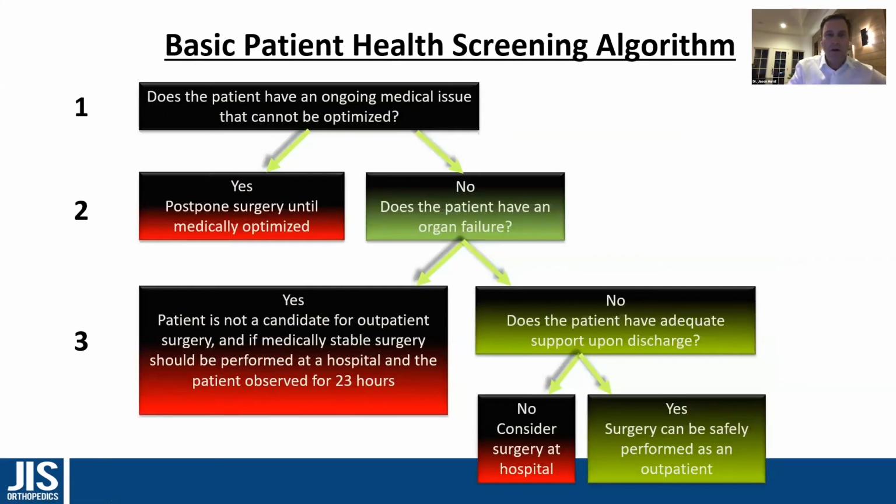So this is what I would call our health screening algorithm. It's very simple. We have discussed this at other meetings as the system failure method, meaning if the patient has a failing organ system, that patient cannot be done as an outpatient. So the first question you need to ask is, does the patient have ongoing medical issues that cannot be optimized? If the answer is yes, that they cannot be optimized, you have to postpone them until they're medically optimized. But if they are optimized, you have to ask yourself then, if they are at optimum, do they currently have an organ system that's failing? If the answer is yes, you stop right there.